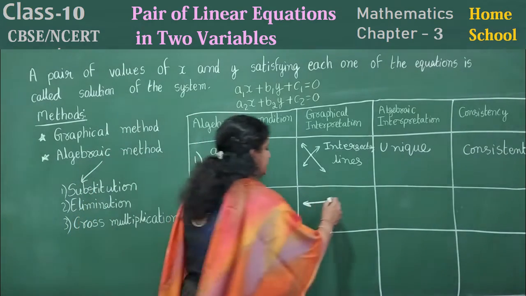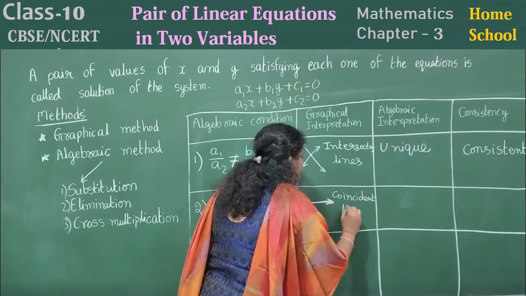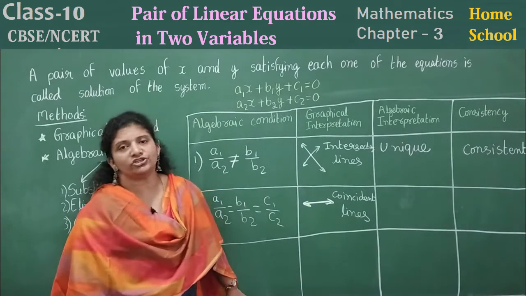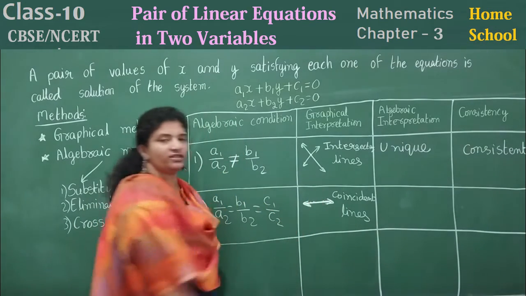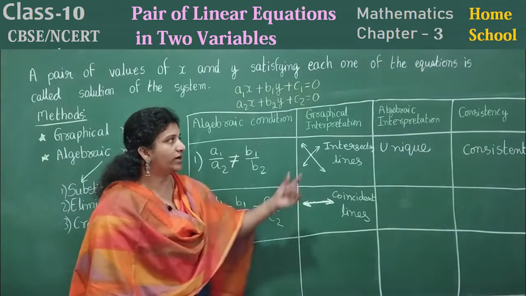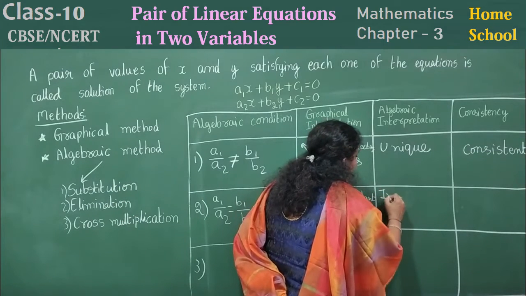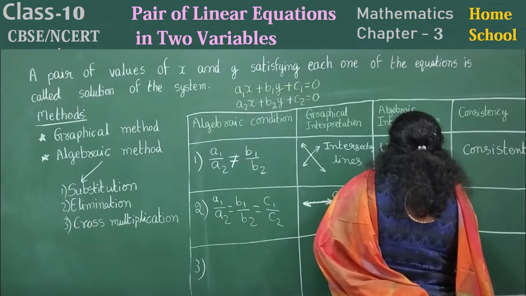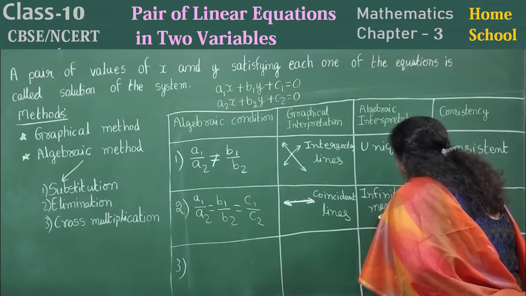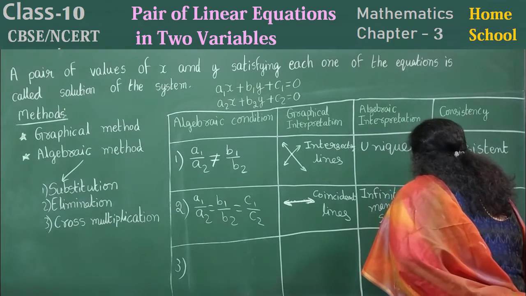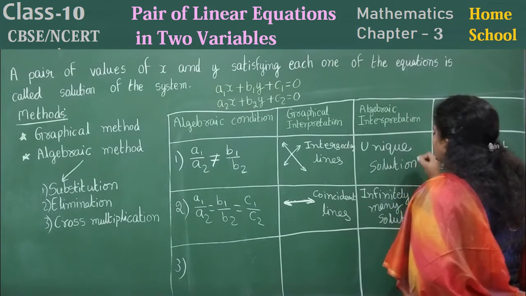Coincident lines. Coincident lines means overlapping lines. How many solutions do they have? See here. Many solutions. Every point on this line is a solution. Therefore, what is your algebraic interpretation here? It has infinitely many solutions, whereas the earlier case had a unique solution, meaning only one solution.